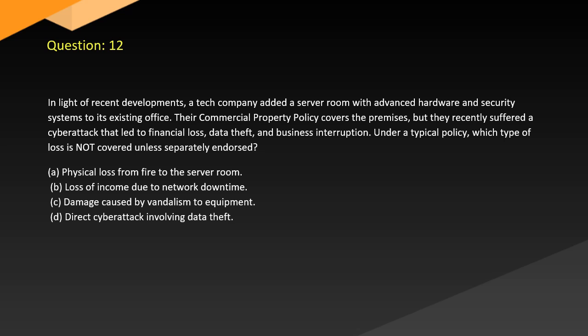Question 12. In light of recent developments, a tech company added a server room with advanced hardware and security systems to its existing office. Their commercial property policy covers the premises, but they recently suffered a cyber attack that led to financial loss, data theft, and business interruption. Under a typical policy, which type of loss is not covered unless separately endorsed? A. Physical loss from fire to the server room. B. Loss of income due to network downtime. C. Damage caused by vandalism to equipment. D. Direct cyber attack involving data theft.